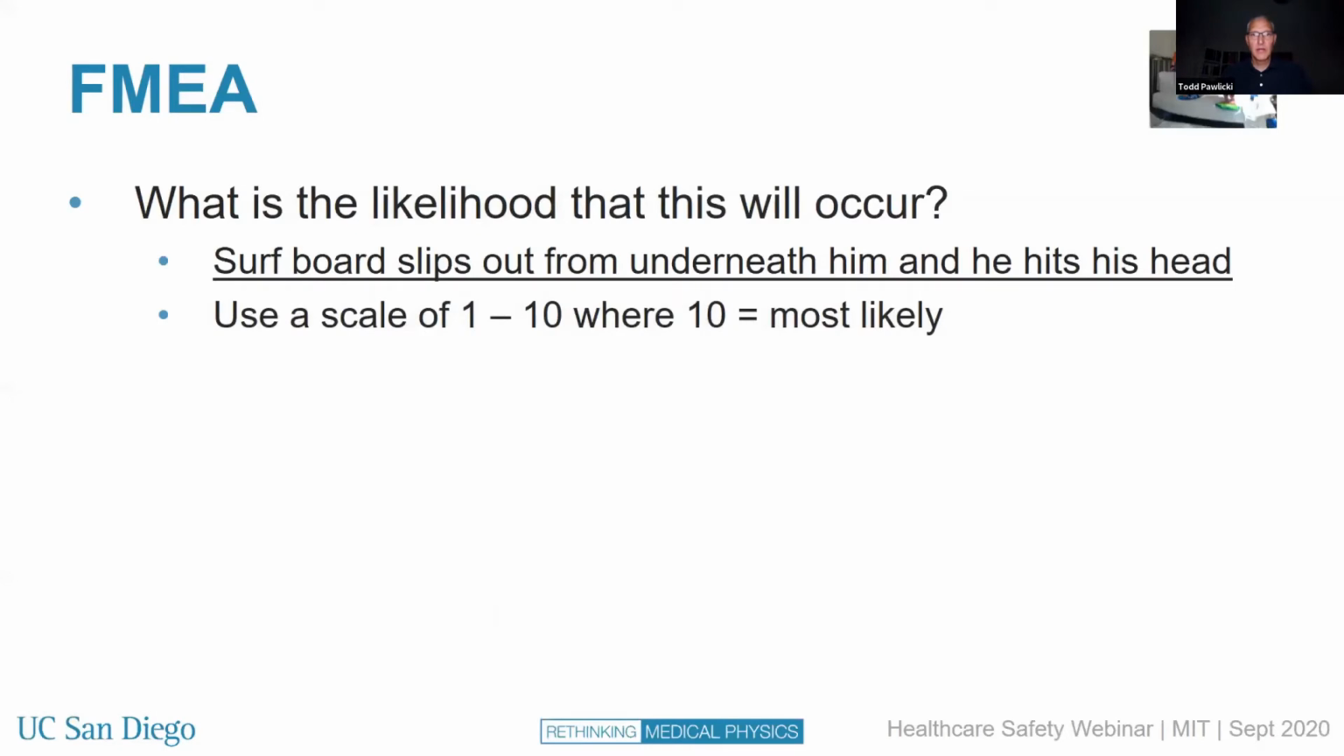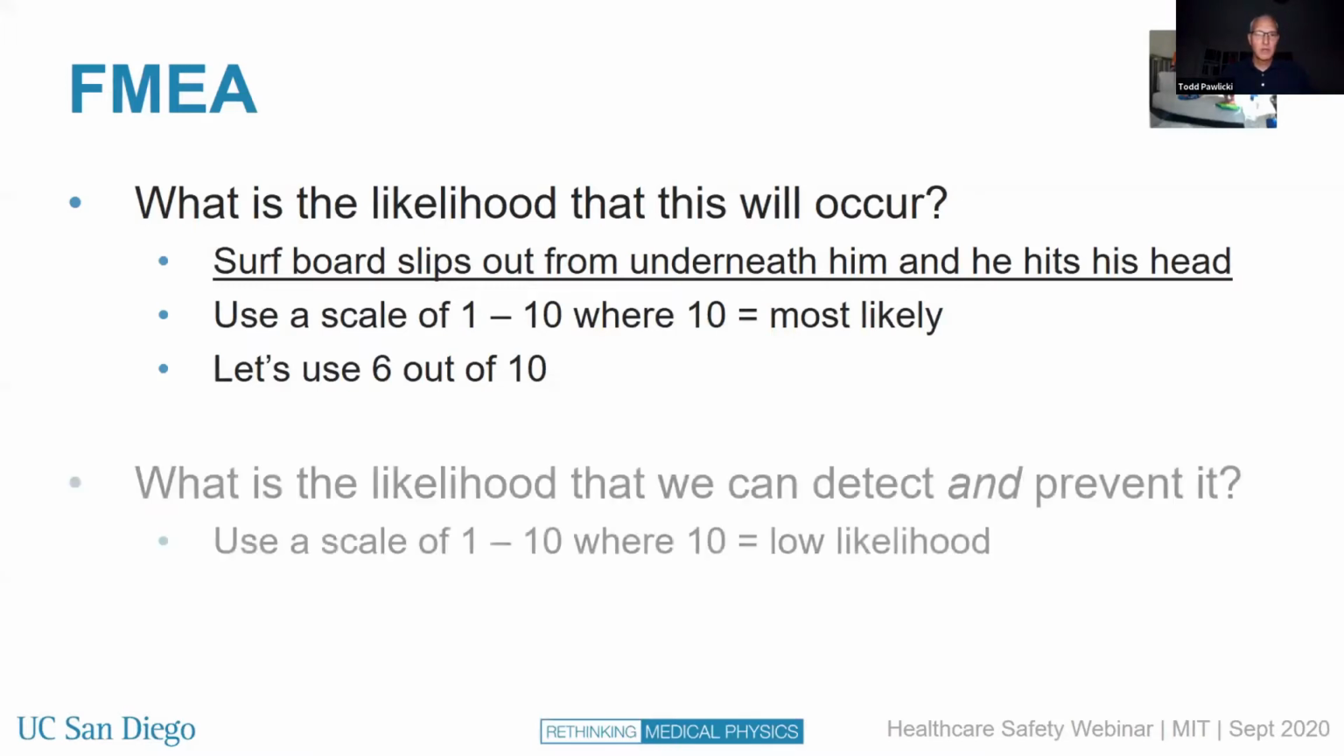Next question, we ask, what is the likelihood that this will occur? And we're specifically talking about this type of accident: the surfboard slips out from the boy and he hits his head. 10 means it's guaranteed that it's going to happen. 1 means it's guaranteed it's not going to happen. In this scenario, knowing boys are quite active, you can imagine it's at least 50-50 or maybe a little bit better that this accident could happen. So we'll give it a 6 out of 10.